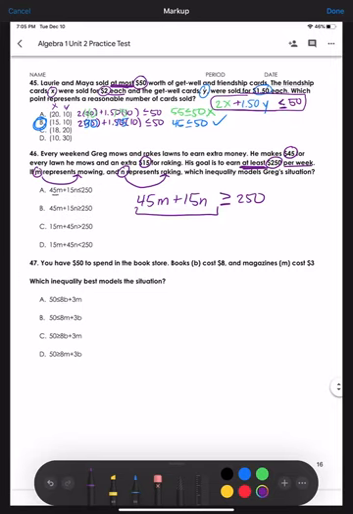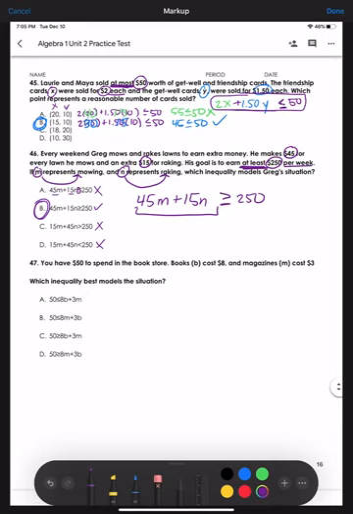Here, 45M plus 15N is less than 250. That means he's making less than $250. That's not right. 45M plus 15N is greater than or equal to? Yes. And then these ones have the M's and the N's flipped, so those cannot be right. The best answer is B.